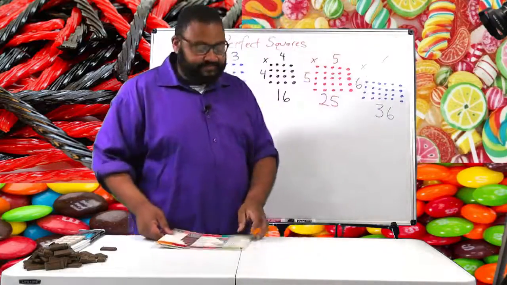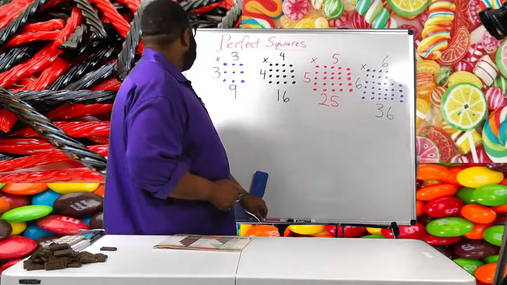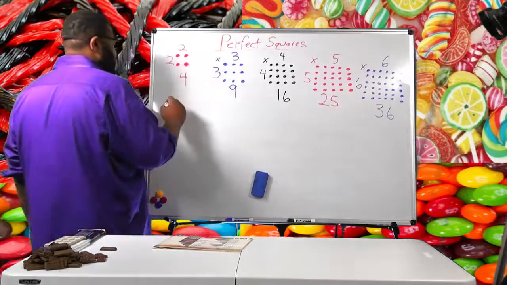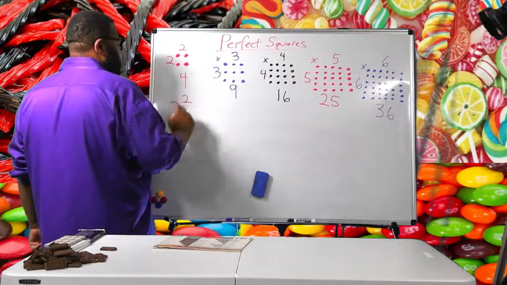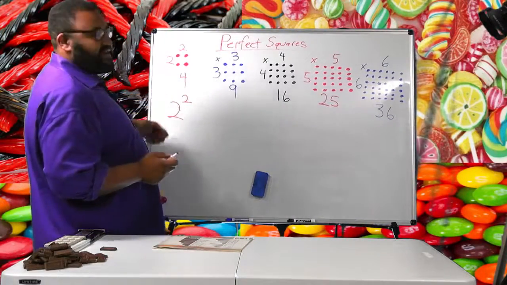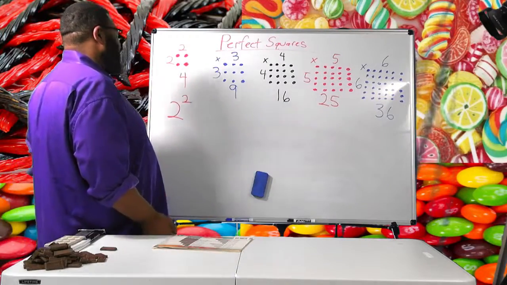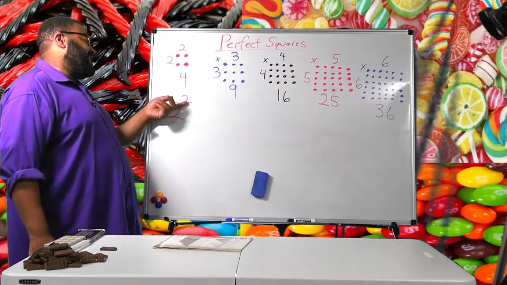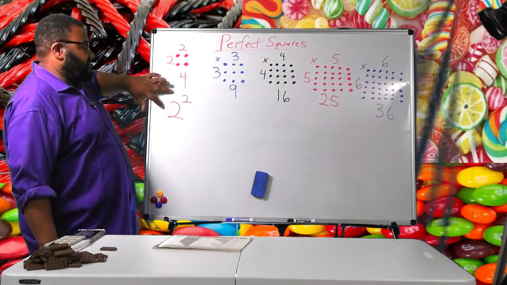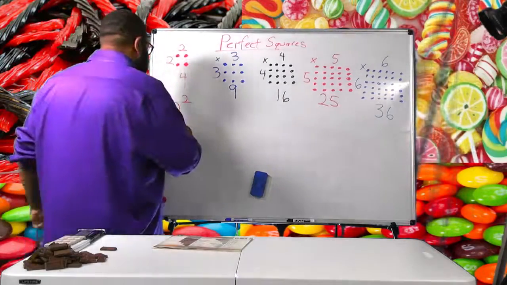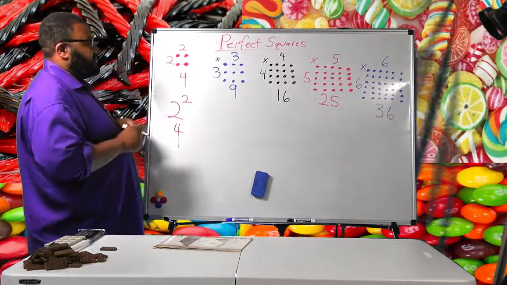Two times 2 can also be written as 2 to the second power. Okay? This little number here is called an exponent. This is the base number. This is the exponent. So 2 to the second power is 4. Okay? Both answers are the same.